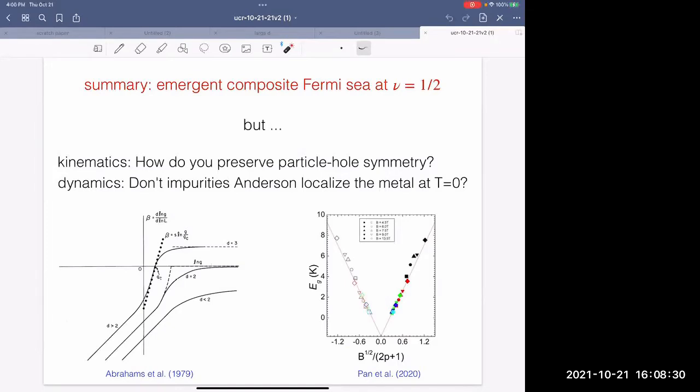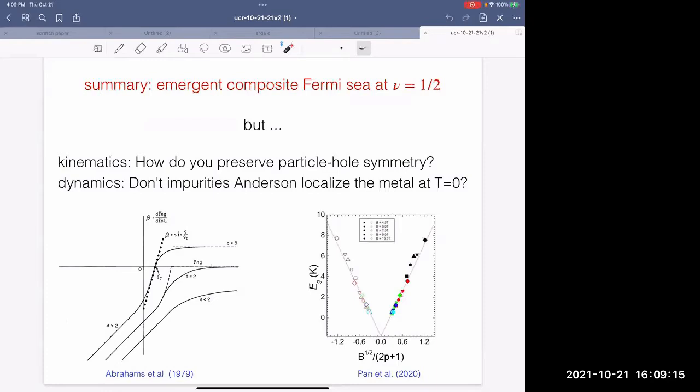Now, okay, you say, okay, that's great, but there are some fundamental questions that this picture presents. They come in two flavors: kinematics, or things having to do with the symmetry of the state, and dynamics. Kinematics asks how you preserve this symmetry called particle-hole symmetry. Dynamics has to do with the fact that if you've got a bunch of free composite fermions, there are inevitably some impurities in your system, and Anderson taught us that such systems become an insulator at zero temperature. So in what sense does this Fermi sea survive to the lowest temperatures?